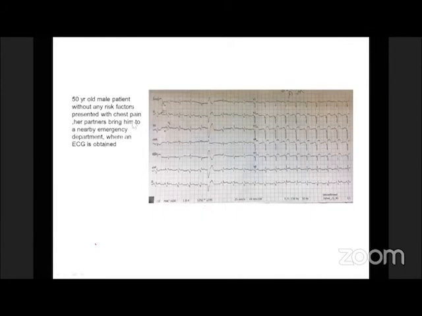This is another example, a 50-year-old male patient without any risk factor, presented with chest pain. His parents brought him to the nearby emergency department where an ECG was obtained. In this ECG, again, there is ST segment elevation, but in the anterior leads, involving V1 to V5. So this is acute anterior myocardial infarction.